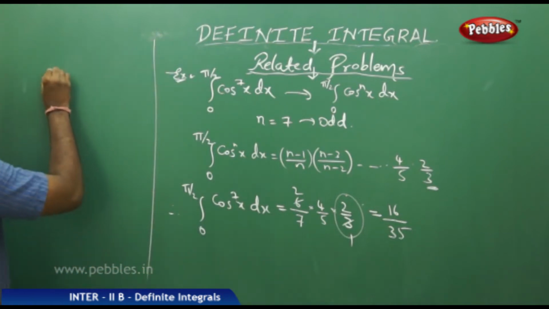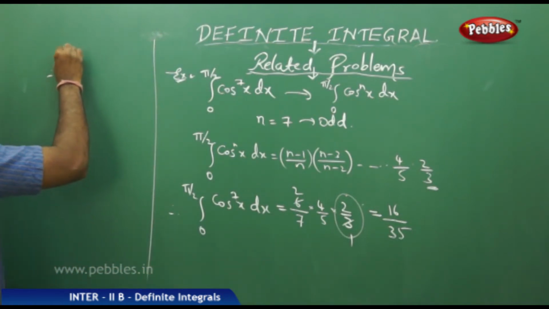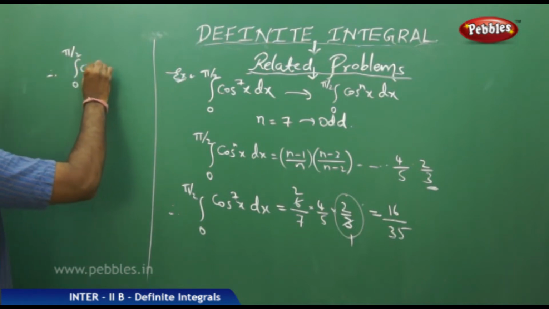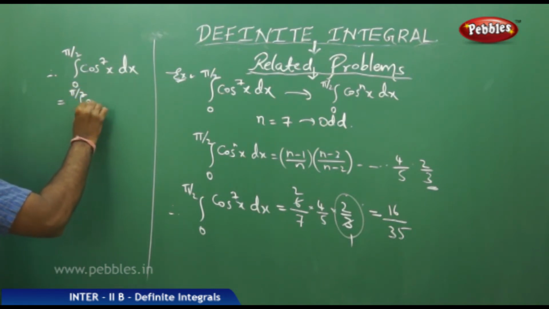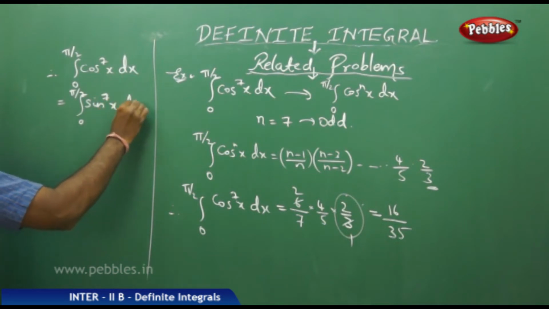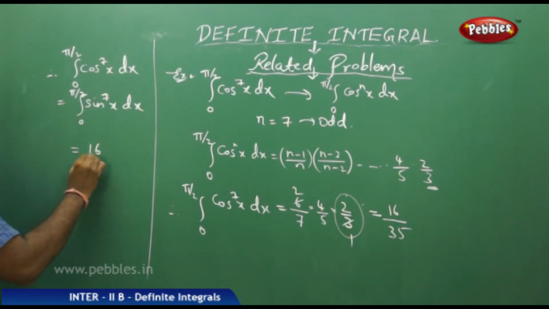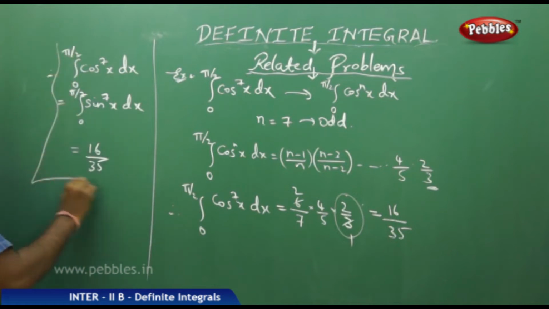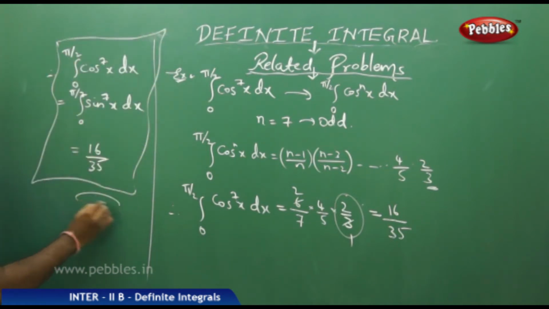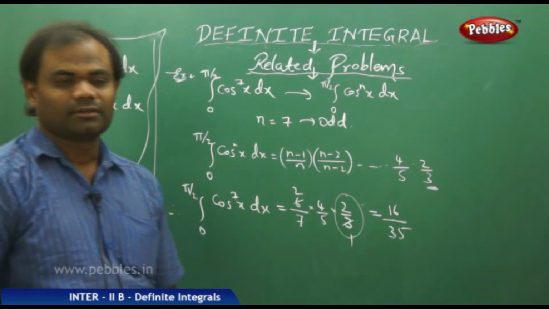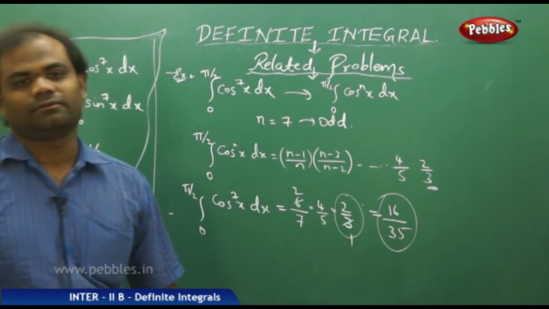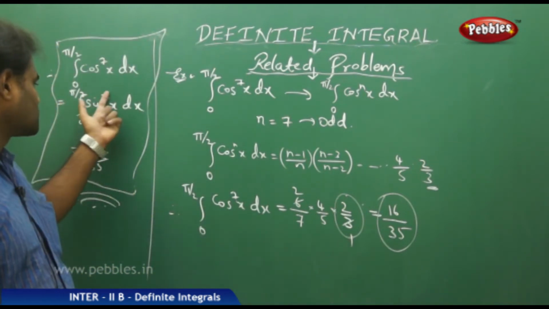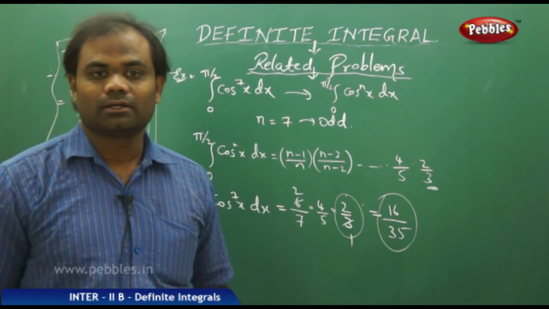Therefore, integral 0 to pi by 2 cos power 7x dx will be equal to integral 0 to pi by 2 sin power 7x dx, which is 16 by 35. This is how we identify that the integral equals 16 over 35. And the integral of sin power 7x also is this, because they are equal.